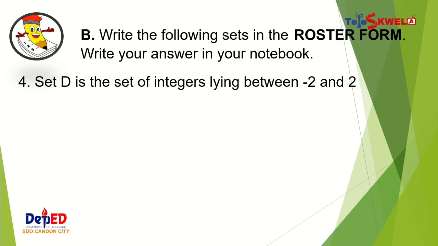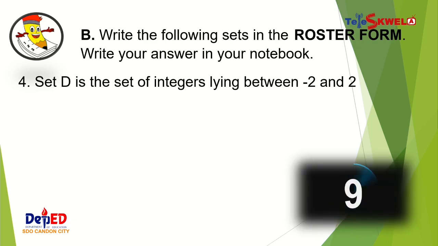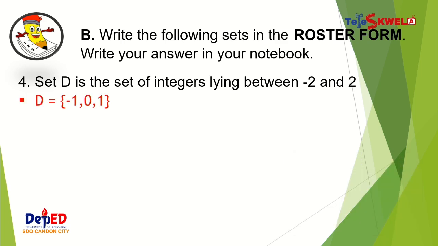And you are given 10 seconds to answer the following items. For number 4, set D is the set of integers lying between -2 and 2. Answer, set D is the set that contains the elements -1, 0, and 1.